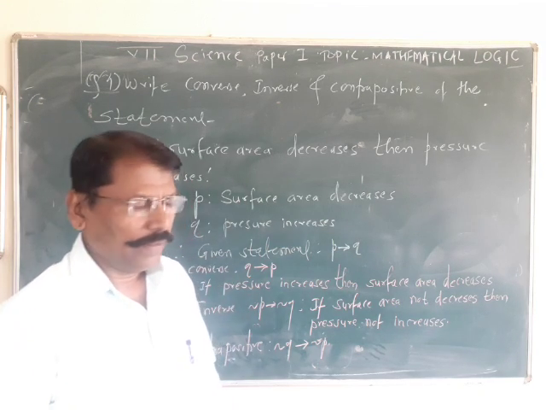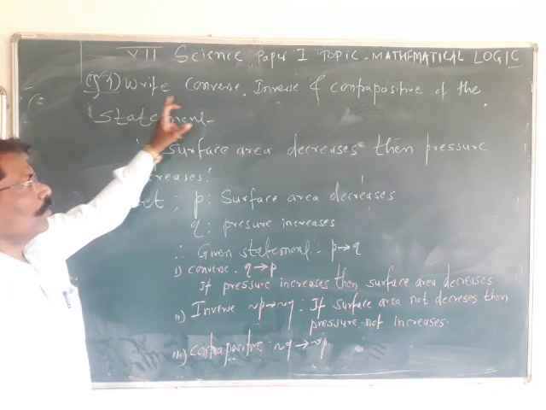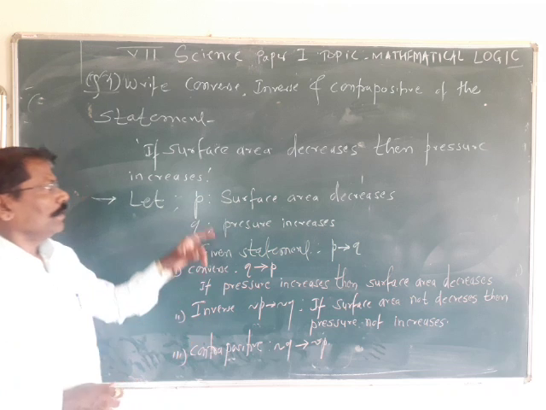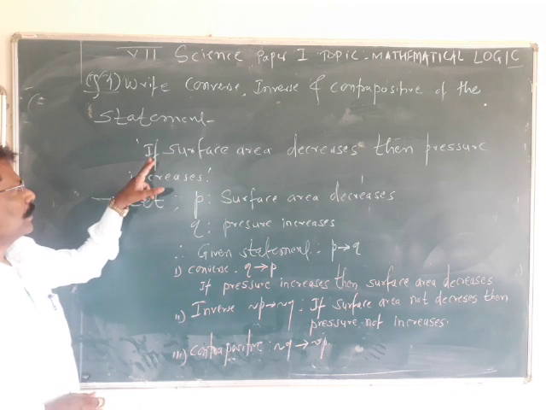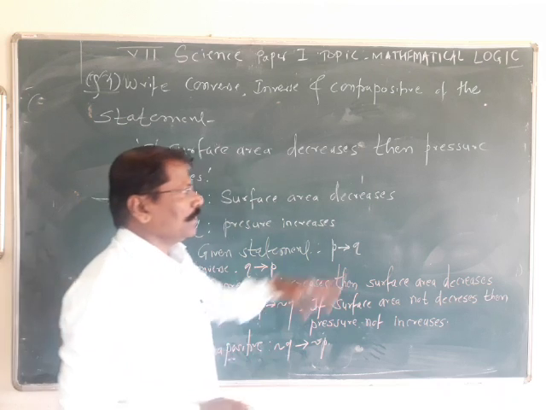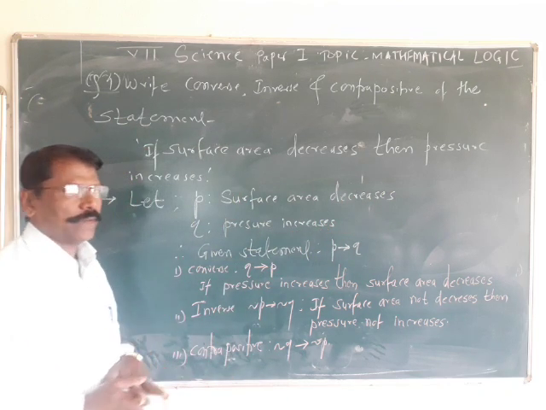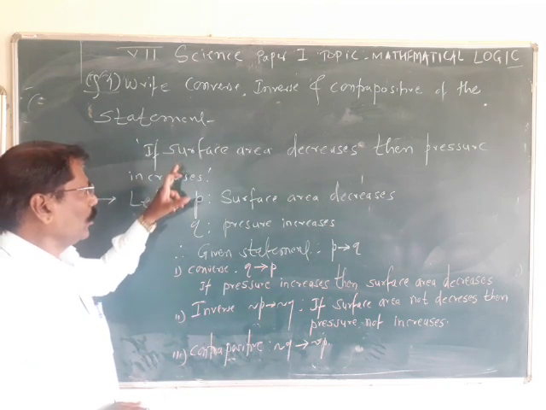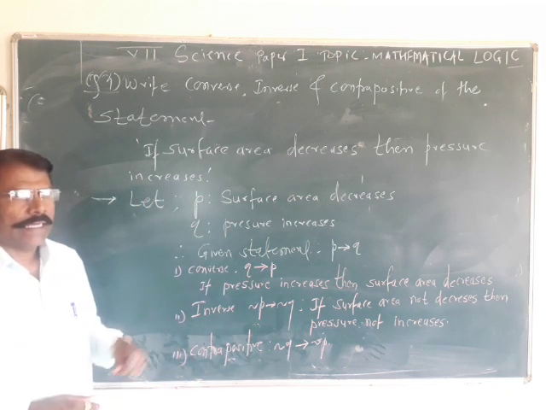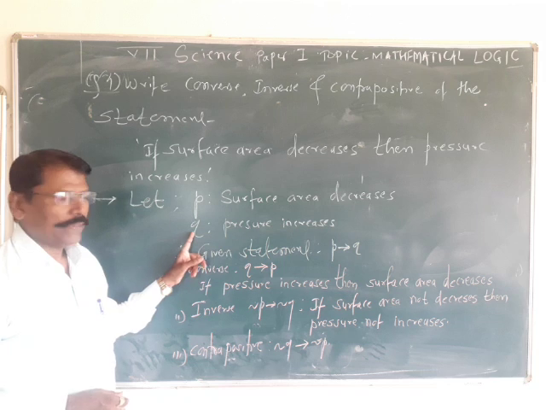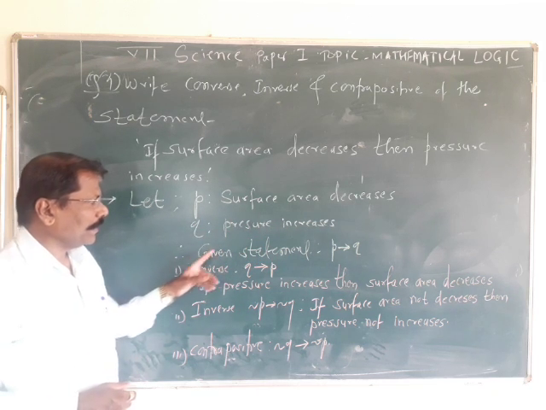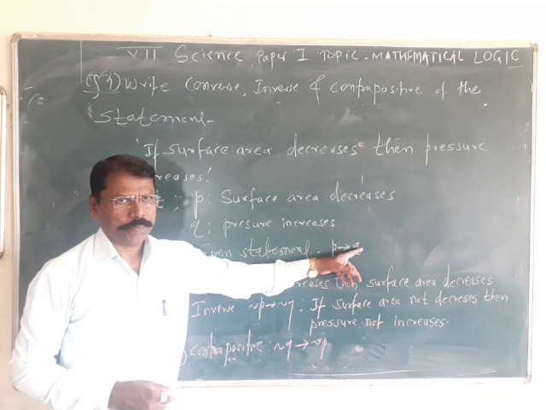Now the next example: write the converse, inverse and contrapositive of the statement. Of course, it is for the conditional statement. The statement is, if surface area decreases, then pressure increases. The first statement is denoted by P, surface area decreases, and the second statement is denoted by Q, that pressure increases. So the given statement is in the form of P implies Q.